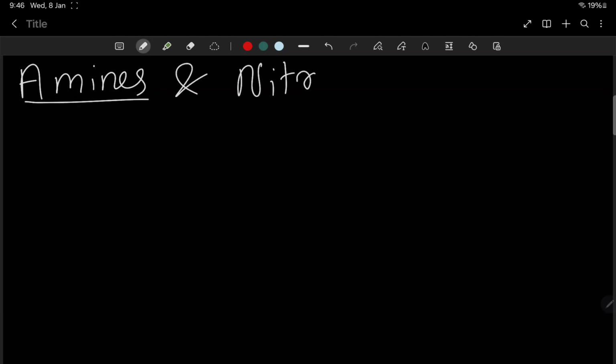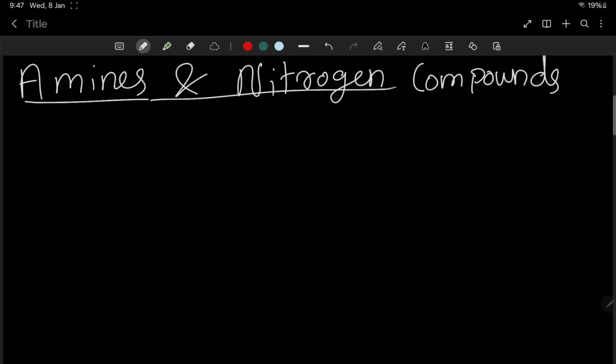So without much ado, today is the last part of the organic reaction series, that is amines and nitrogen compounds. Amines and nitrogen compounds. This is a simple chapter. It doesn't have very much weightage, not as much as aldehydes and ketones, but it has more weightage compared to ethers. It is important. One question can come from this chapter, maybe not directly, maybe a connected question.